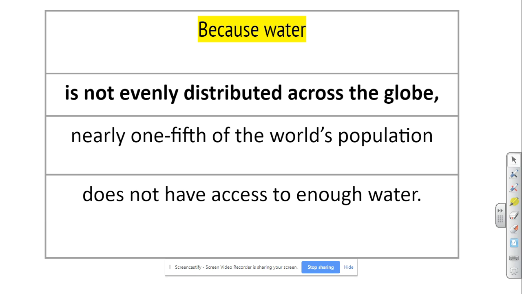Let's start at the first chunk, because water. Can you figure out why Rochelle Strauss, the author, uses the word because? Because signals that what comes next is the cause of, or the reason why, so many people do not have enough water. Because is a conjunction. So what is this chunk about? Correct, this chunk is about water. That would be the noun, the subject.